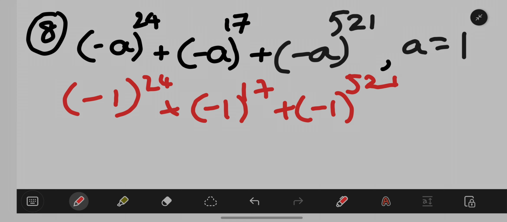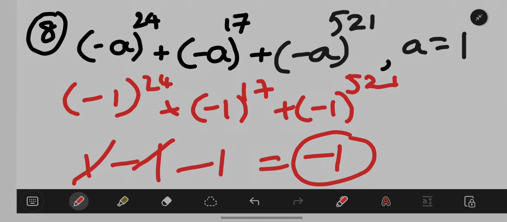Okay, so minus 1 power 24. This 24 is an even number, right? So it is plus 1 you are going to get. Plus minus 1 power 17 is an odd number, so we will get minus 1, and minus 1 power 521 is also an odd number, you will get minus 1. So 1 minus 1 is 0 and minus 1 is left out, that is the final answer.